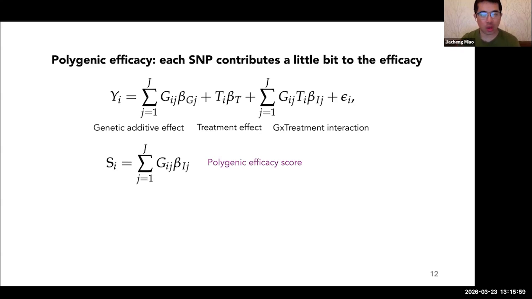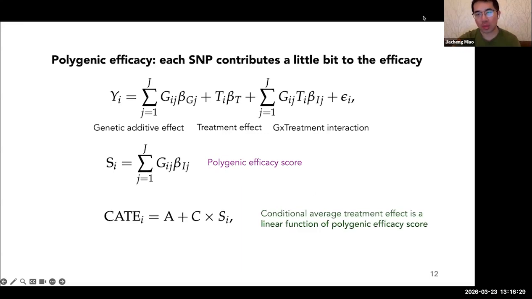And so we define a key quantity here called the polygenic efficacy score. That is the weighted sum of all the SNP variations across the genome. But the weight here comes from this interaction effect rather than the main effect. If you're familiar with the PRS literature, people typically consider using the main effect weight as the PRS. But we define the polygenic efficacy score using the interaction effect.